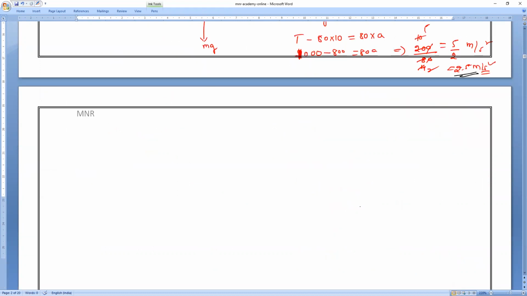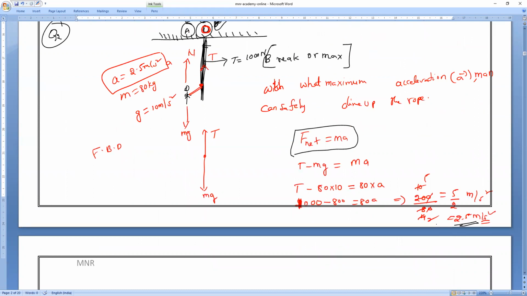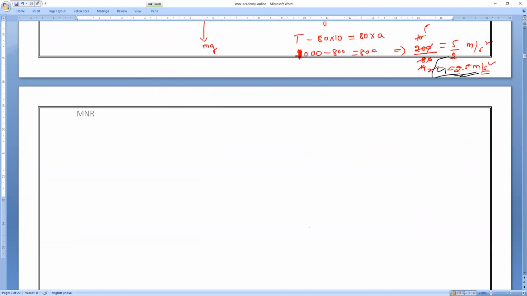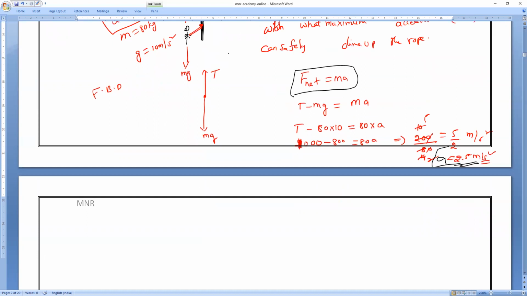F net equals ma, that is one. So this is the question. What is the answer? Acceleration equals, everybody, a is equal to how much? A is 2.5 meter per second square. So you can see how to find the acceleration, how the body moves, and what the sign convention is. You have to remember everything.